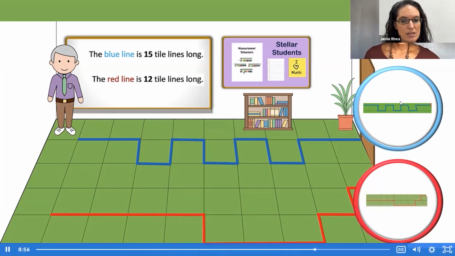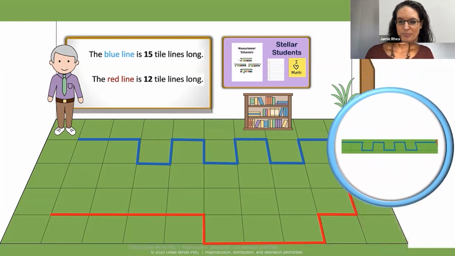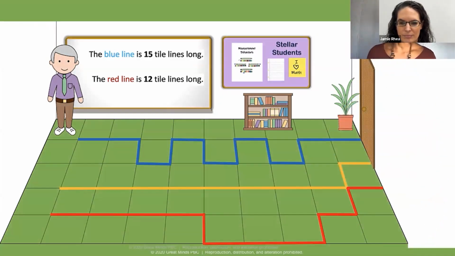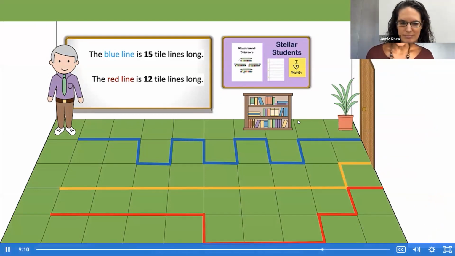I'm saying the blue line because it's 15 lines long, where the red line is only 12. Yes, the blue line is longer. Mr. Monroe did one more line. He put a yellow line in. We know that the yellow line is shorter than the red line.